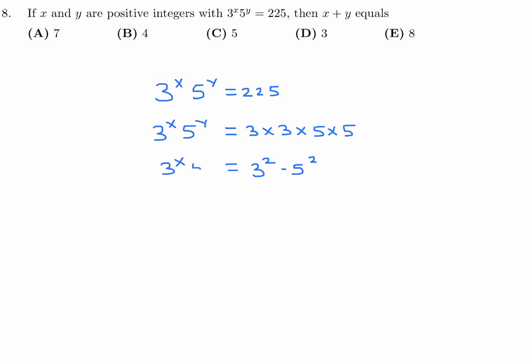3 to the power of x, 5 to the power of y. Well, obviously, comparing, x is equal to 2, and y is equal to 2. So x plus y is going to be 2 plus 2, which is 4. So at number 8, the answer is B.